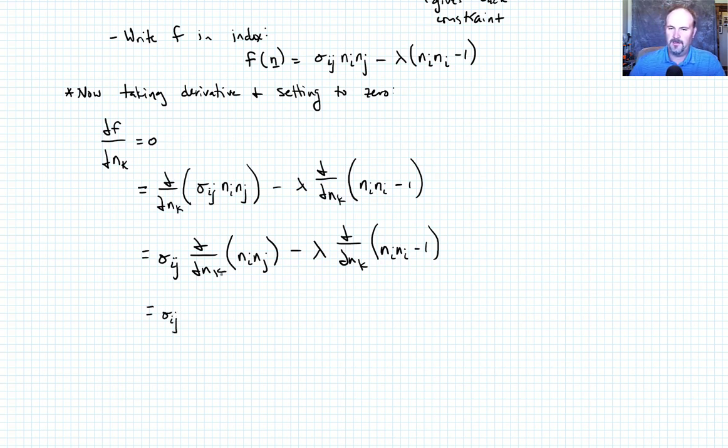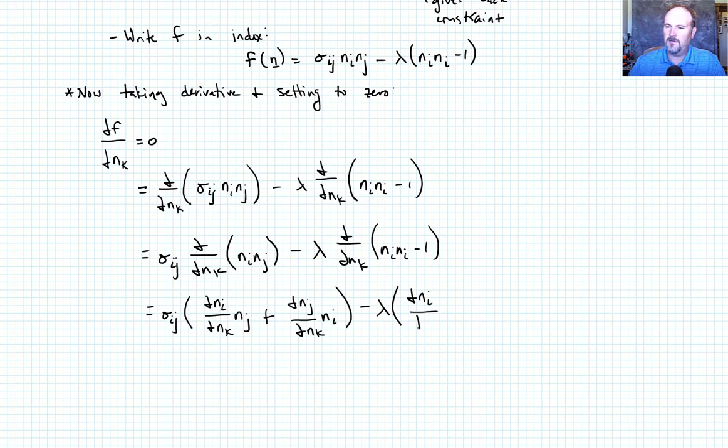So we just now proceed according to our standard calc rules. I have the derivative of a product, so I use my product rule. So I end up with partial ni with respect to nk times nj, plus partial nj with respect to nk times ni. And then if I come over here, I have this lambda term, and I have partial ni with respect to nk times ni, and I have that actually again, so I just have a 2 there. And then the partial of 1 with respect to nk is of course 0, so I'm left with something like this.